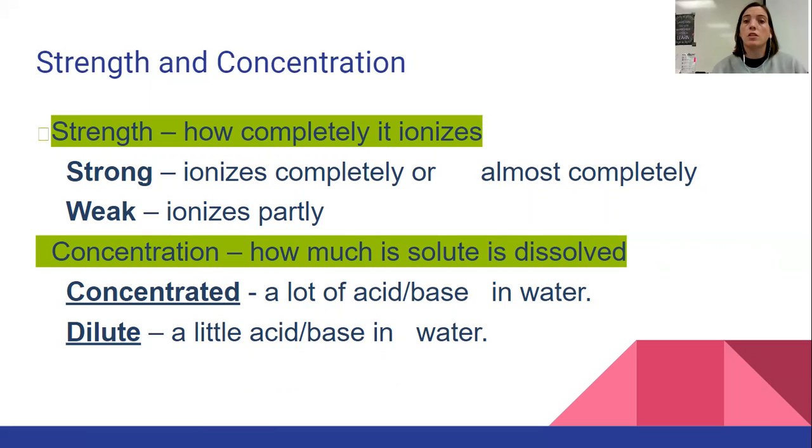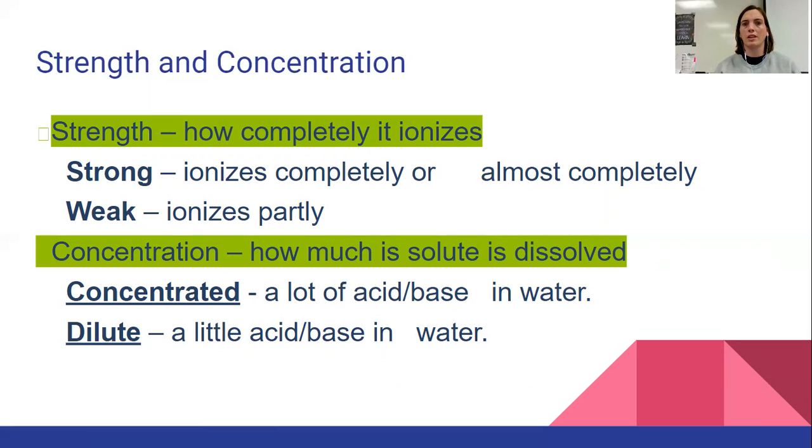All right, next we're going to talk about strength and concentration of acids and bases. These are terms that are easily mixed up. I have them highlighted on my notes to really stand out. I suggest that you highlight, circle, star, something to make these definitions stand out too. The strength of an acid or base is talking about how completely it ionizes.